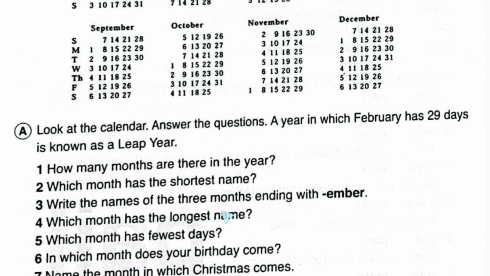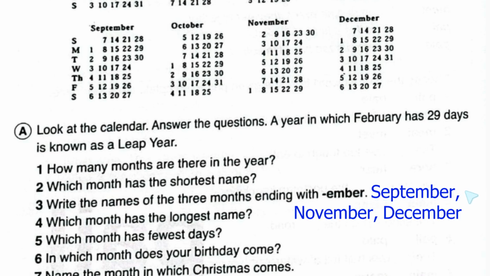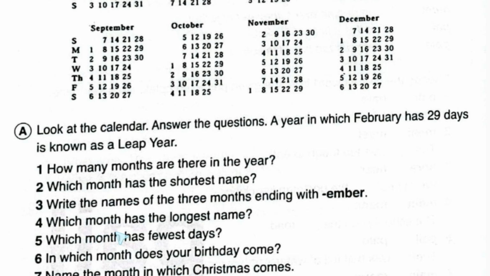Write the names of the 3 months ending with ember. Here are September, October, November, and there is another one also, December. From these 4 you can write any 3. So let's write here September, November, and December. Which month has the longest name? This is so easy. This is September. We will write the name here, September.